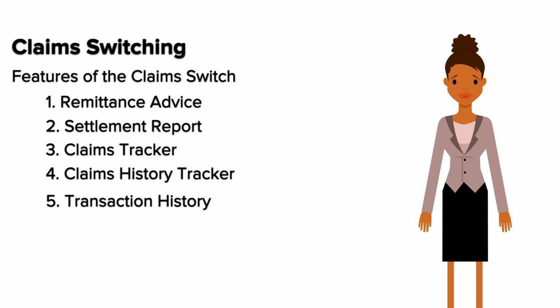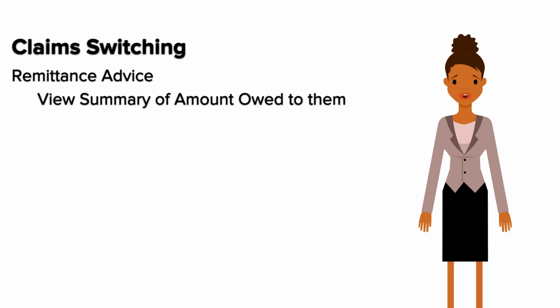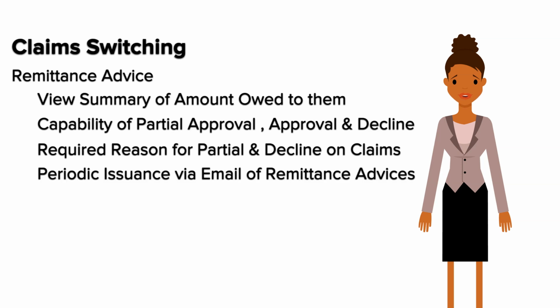Now let's have a look at each feature in detail. Remittance Advices allow service providers to see a summary of the payments they are supposed to receive from a medical aid. This includes the partially approved with reason for partial acceptance, approved payments, and the declined ones with reason for decline. These are also automatically sent as email to the service provider once the medical aid pushes the Approve Bill button.